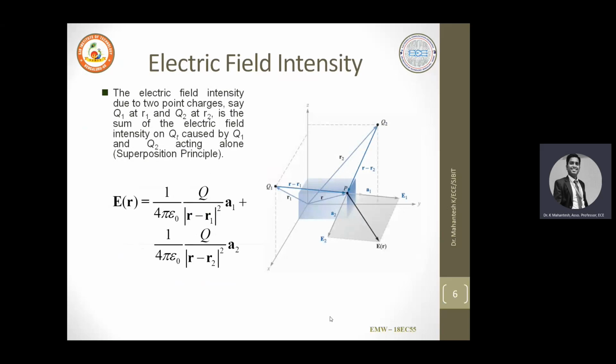Suppose you want to measure electric field intensity due to two or more point charges, say Q1, Q2 and so on, located at distances R1, R2 and so on. Then the electric field intensity on Qt caused by Q1, Q2 and so on acts like a superposition principle, where it will be the summation of all the electric fields due to the various point charges located at particular distances from the point P. It is a simple summation of all the electric fields measured at that point.